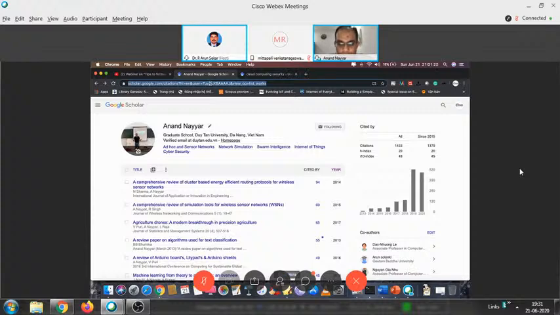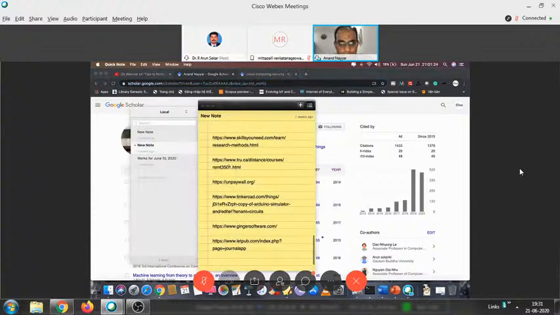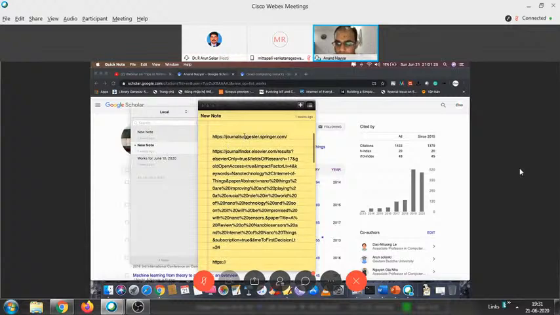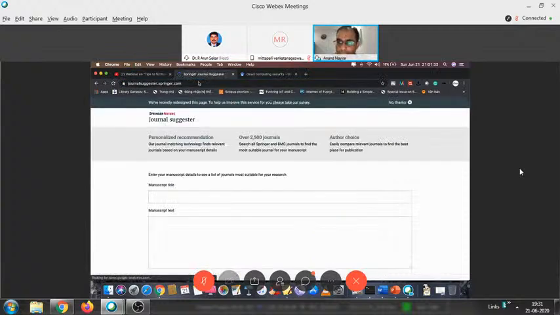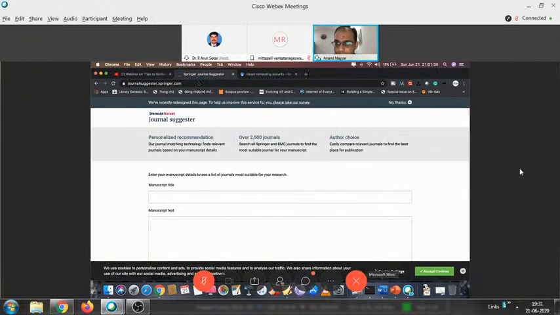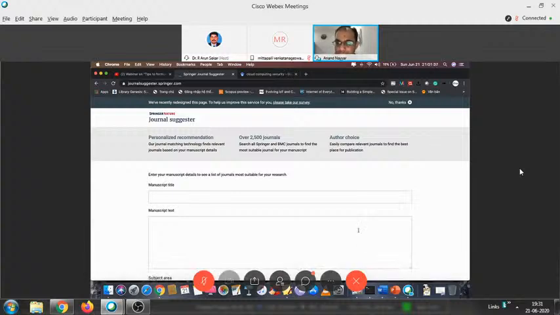So first of all, let me go with the sites. The first tool which I would like to share with all of you is the journal suggester. As the name suggests, it's called journal suggester. It can be from Springer, it can be from Taylor, it can be from Elsevier. As I've already told you, selecting the right journal is very important.